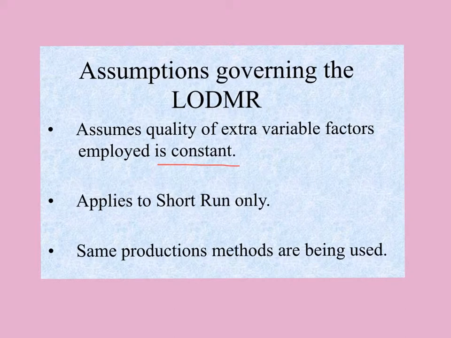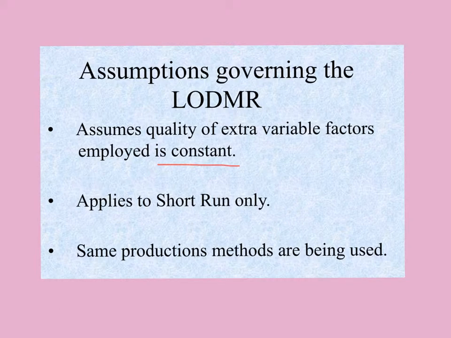The second thing is that it applies to the short run only. As we know, in the long run, all factors of production are variable. That is, if a company survives into the long run, then we assume that they may add additional premises or additional units of land. So all factors of production are variable.